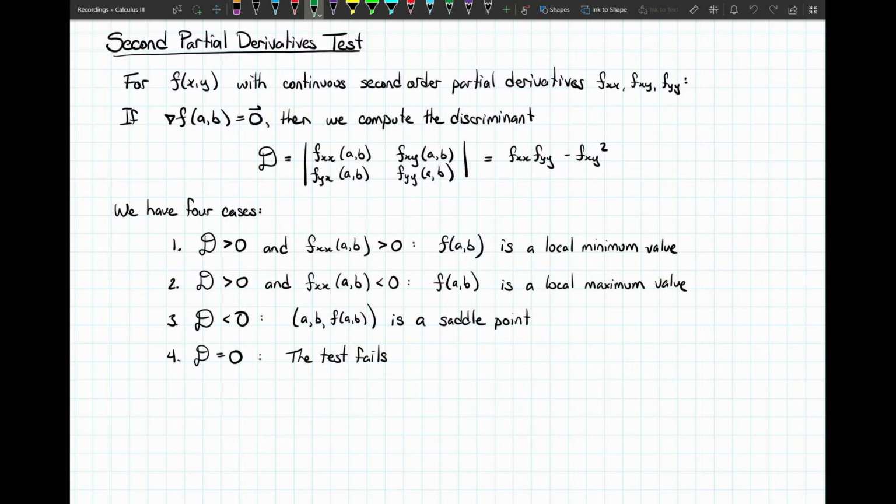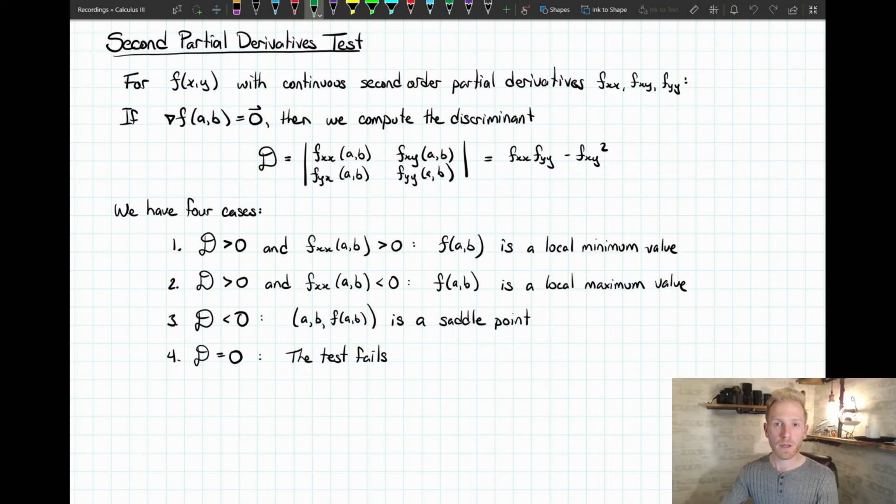In this particular case, for a function f of x comma y, the discriminant is fxx times fyy minus fxy squared. It's written in terms of these second order partial derivatives. But perhaps instead of remembering that formula, it's better to remember this actually as a determinant of a 2 by 2 matrix: fxx, fxy, fyx, fyy. And because of these continuous second order partial derivatives, fxy and fyx are going to be the same. Now this 2 by 2 matrix that we have inside this determinant calculation, it's not just for convenience.